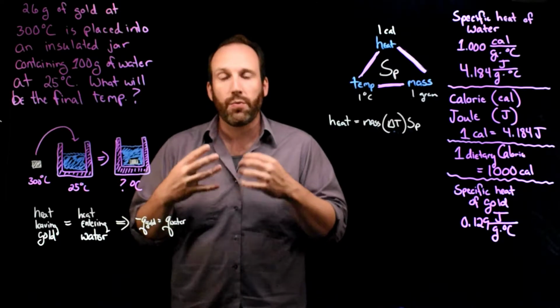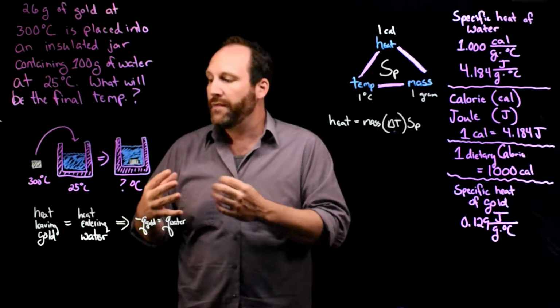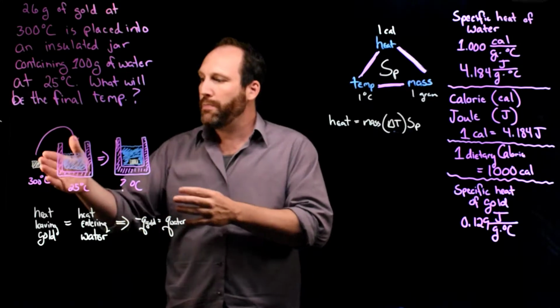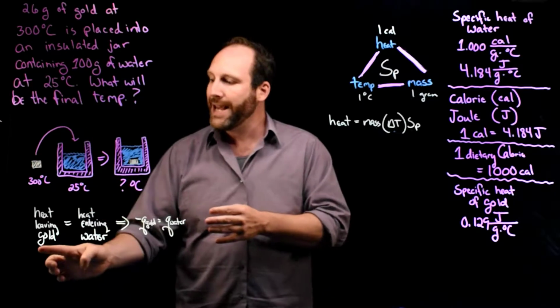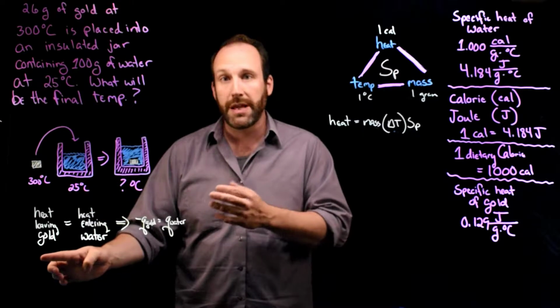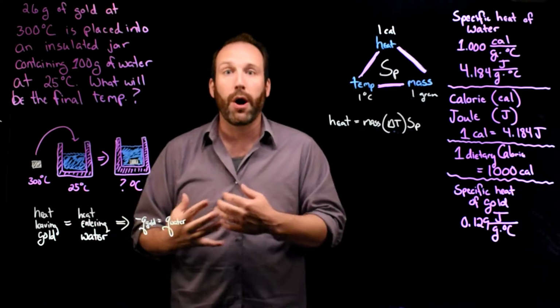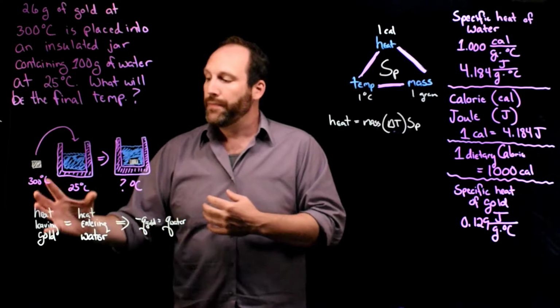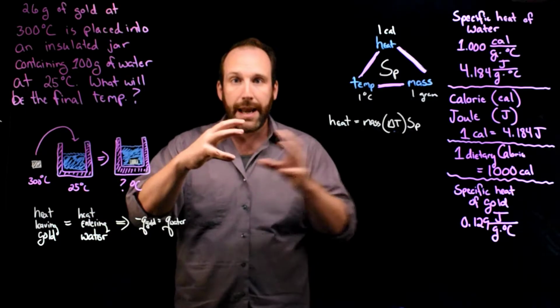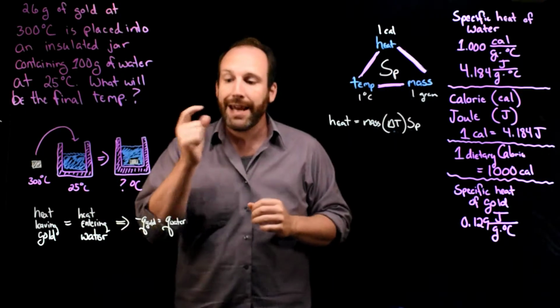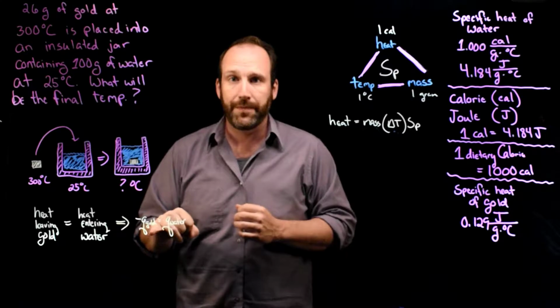And the reason that this works is because of this idea that when we put the metal into the water, the heat that's leaving the metal, or leaving the gold, is going to be the heat that's entering the water, okay? Heat leaves the metal, it enters the water. So the heat, which I'm going to call Q, okay?